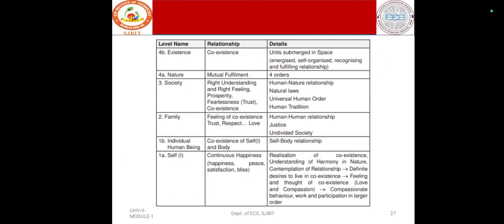So these are the various levels where we can say that the coexistence, the relationship level, its relationship, and the details are shown here. So this is all about harmony in existence.